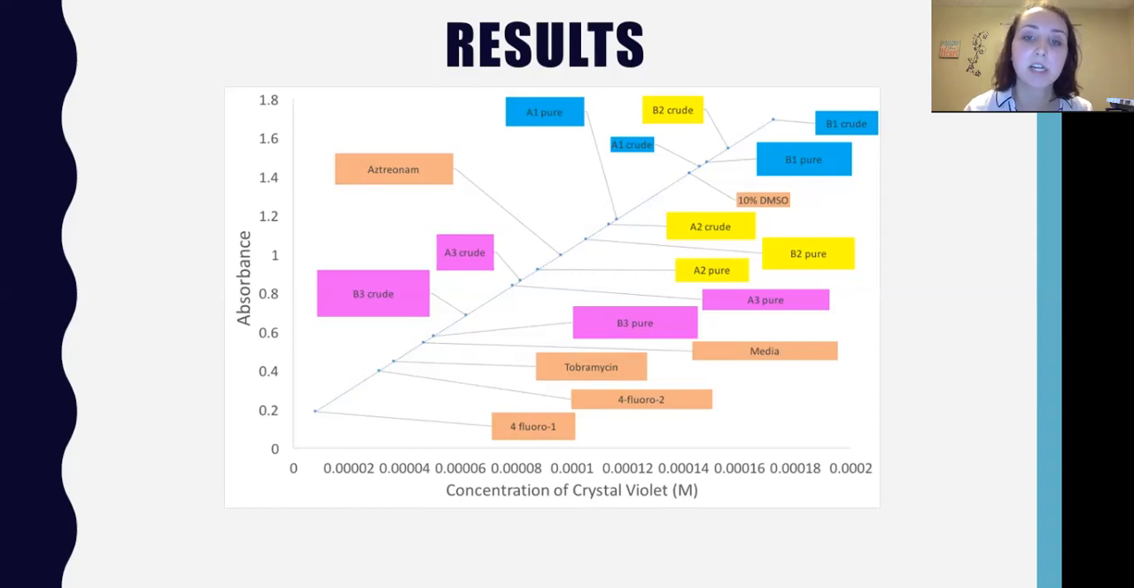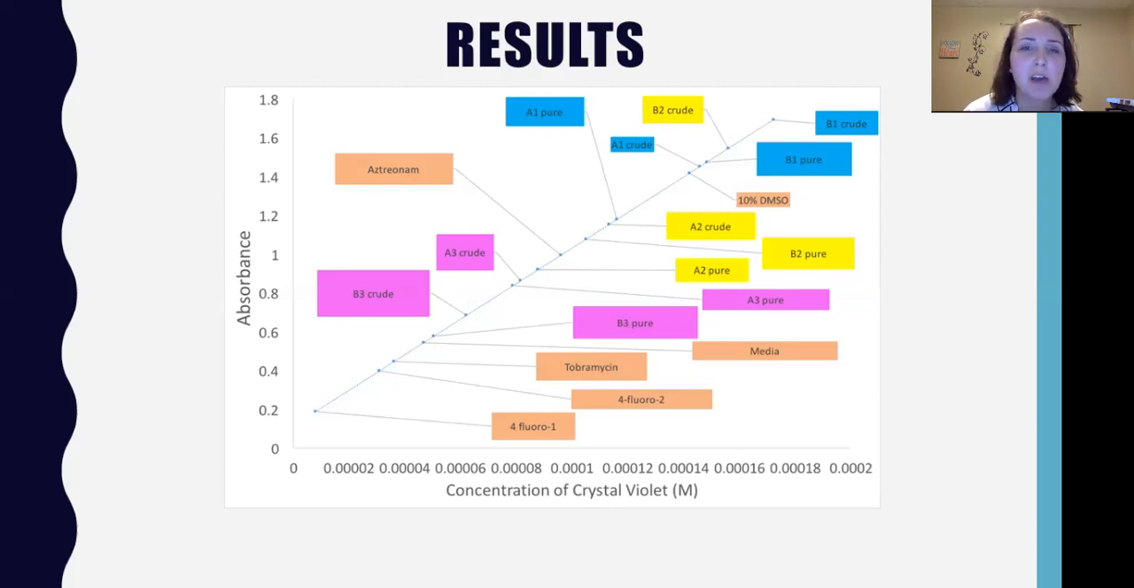On the x-axis, there's the concentration of crystal violet. And on the y-axis, it's the absorbance, which is measured by the UV vis machine. In blue, you can see A1 and B1, which is alanine. It had the most concentration of crystal violet, which means it did not kill the bacteria very well. In yellow, you can see A2 and B2, which is valine, which also didn't kill it very well. And then you can see with A3 and B3 in the pink, that is D-valine, and it killed Pseudomonas aeruginosa relatively well.